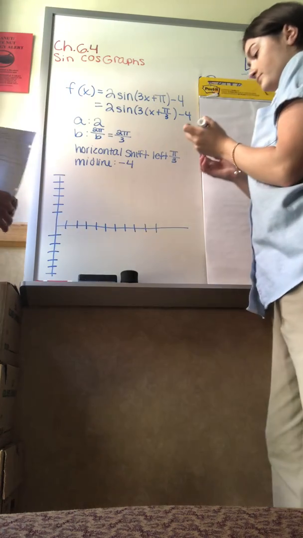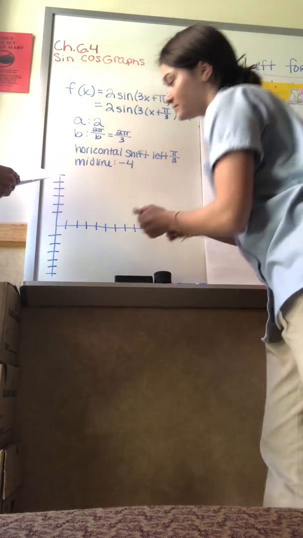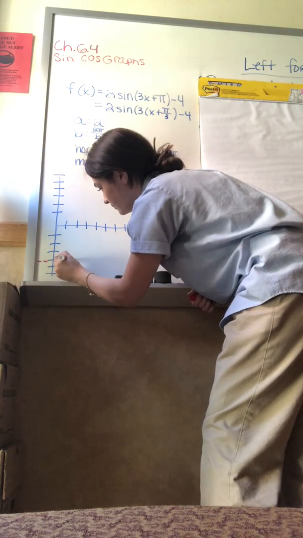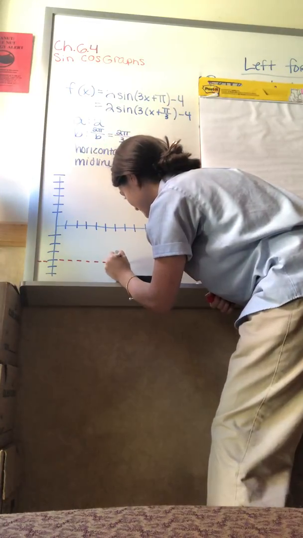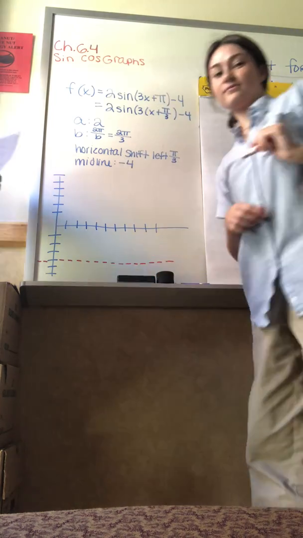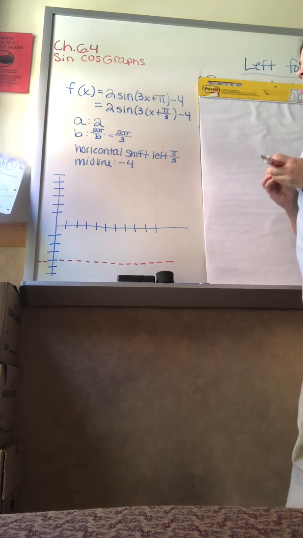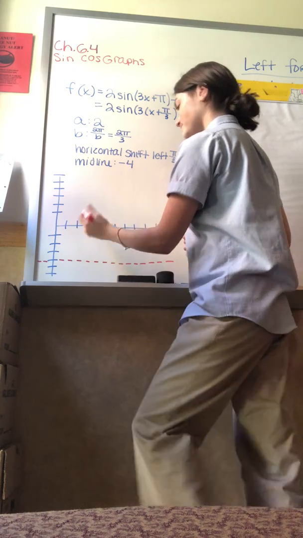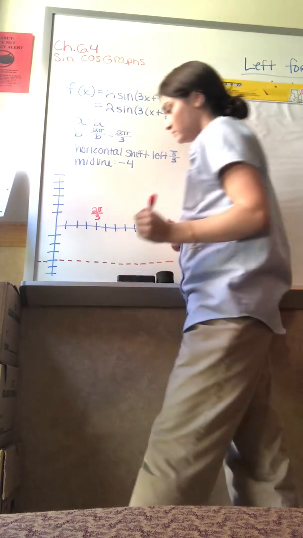And so now that we have these values, we can go ahead and draw our midline, which is going to be at -4. And then we also want to pay attention to where the period starts and ends. So we're going to count 4 boxes in and mark it as 2 pi over 3 because that's what we got for our b value, which is our period.